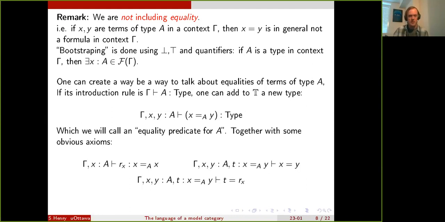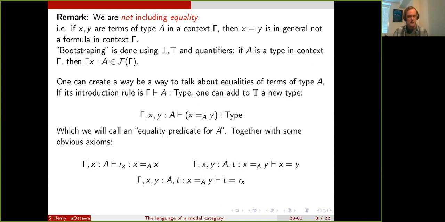So there should be a reflexivity term. If you have x of type A, then you get an Rx of type x equal x. If you have a term of type x equal y, then you actually have that x equal y. And if you have a term t of type x equal y, then by the previous rule x equal y, but you also want that t is the reflexivity term Rx. So this is just a definitional equality made into the language.